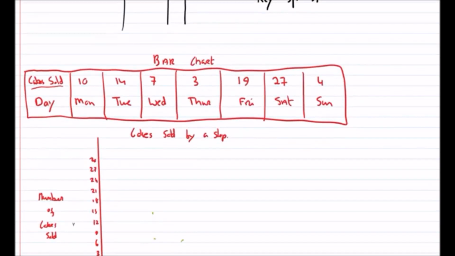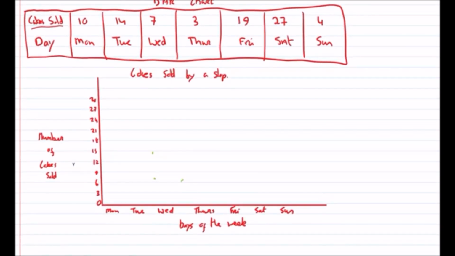Okay. Next we have a bar chart. And I've just set up the bar chart, and how you set it up is, first of all, very important to have a heading, a main heading. Cake sold by a shop. The data up here shows cake sold by number of cakes sold in a shop on the different days of the week. Very important to label your X and Y axis. I have number of cakes sold here. I have days of the week here.